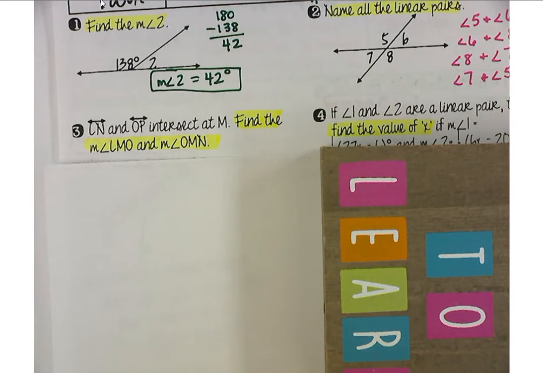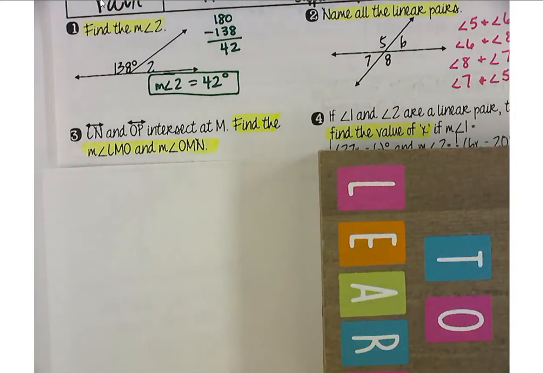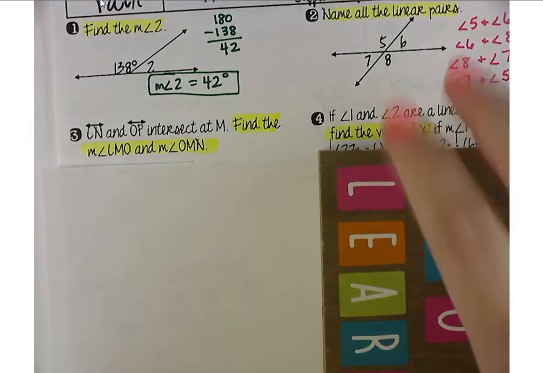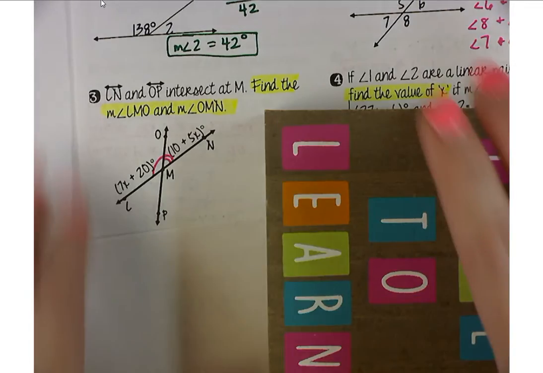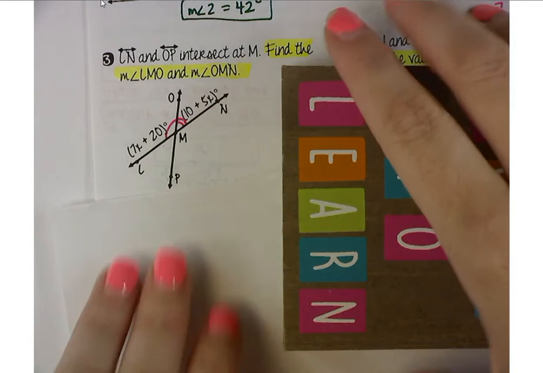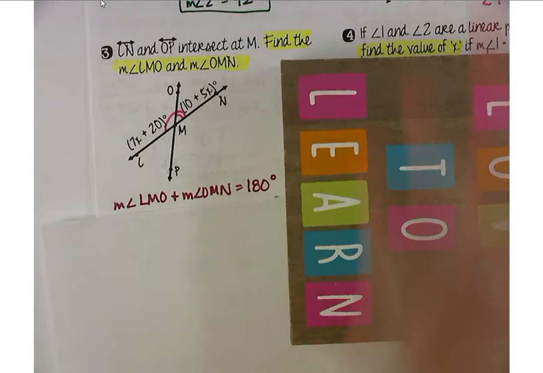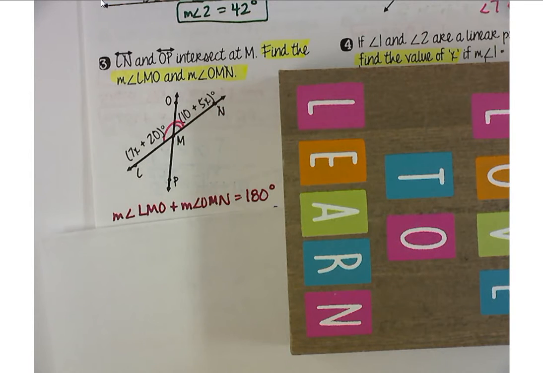Okay, so now if we look at 3, it says that you have 2 lines and they intersect at M. Find the measure of those 2 angles. So what we're going to do is take a look at our picture and see what type of situation we have. Okay, so we can see from the picture that these 2 angles make up a straight line. So if the straight line is 180 degrees, I'm going to set up an equation based on the fact that angle LMO and OMN, if I add those 2 angles together, I'm going to get 180.